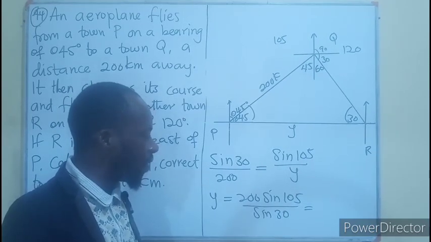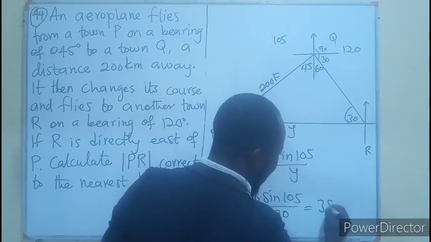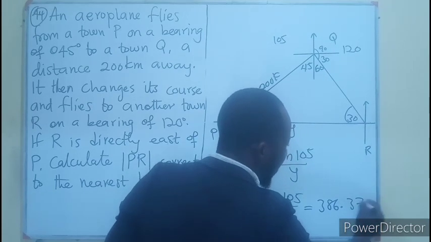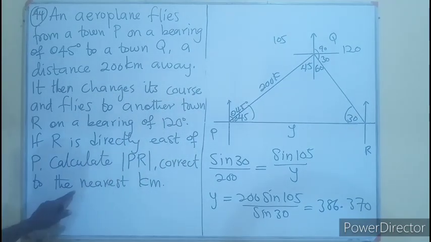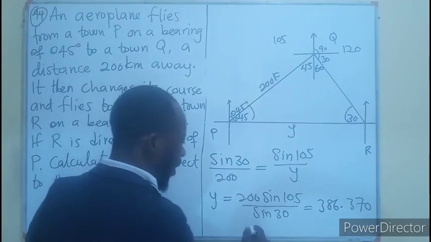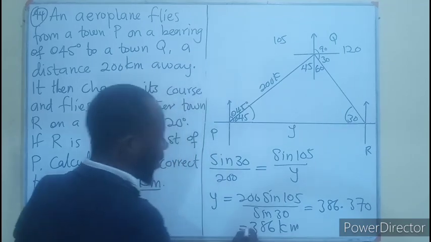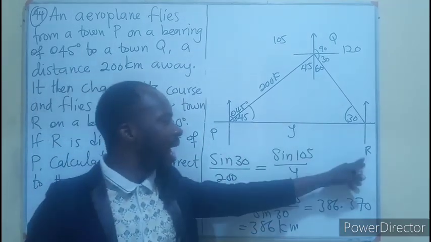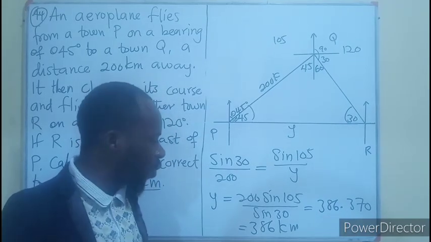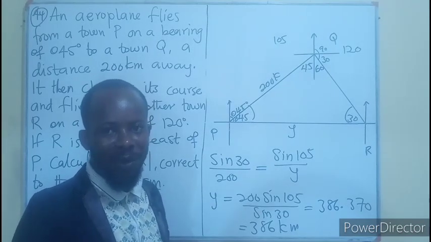Sine 105. So you put that on the calculator, it gives you 386.370. But we are looking for the nearest kilometer, meaning the nearest whole number, and that will be 386 kilometer, meaning the distance between P and R, the town P and town R, will just be 386 what? Kilometers. And that will be the option B on the question paper.